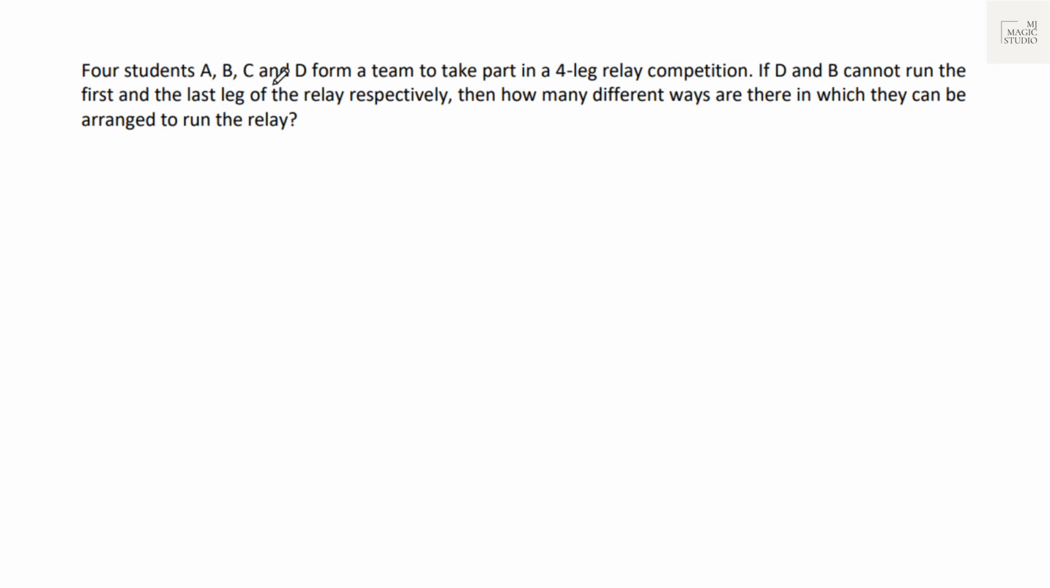4 students A, B, C and D form a team to take part in a 4-leg relay competition. That means they would be running one after another. One will complete, suppose, 100 meters, then another one will run for 100 meters, another one will run for 100 meters, and then again the last one will run for 100 meters. It may be like a 400 meter race. D and B cannot run the first and the last leg of the relay respectively. That means in the first leg D is not running, and in the fourth leg B is not running.